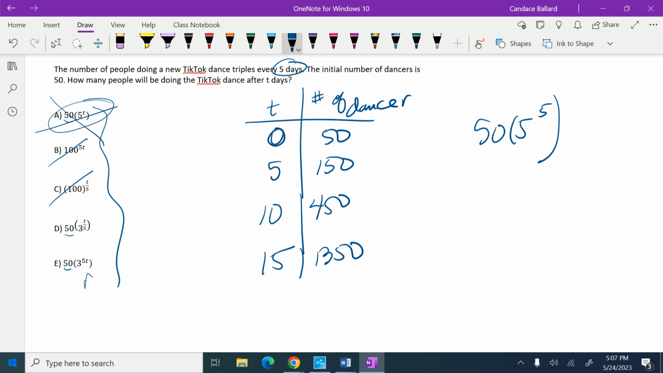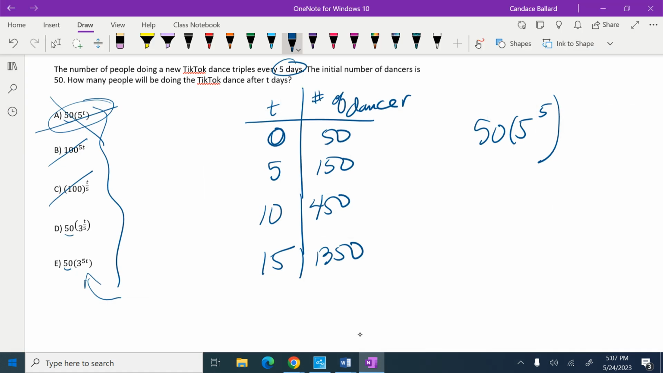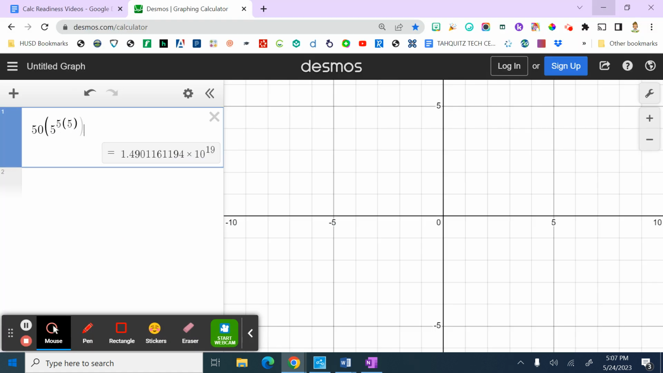All right, let's try this one here at the bottom. 50 times 3 to the 5t, and then I'm going to put that 5 in again. So 50 times 5 to the 5 times 5. That is definitely way too huge. So I know it cannot be this answer choice. So let's try that last one.